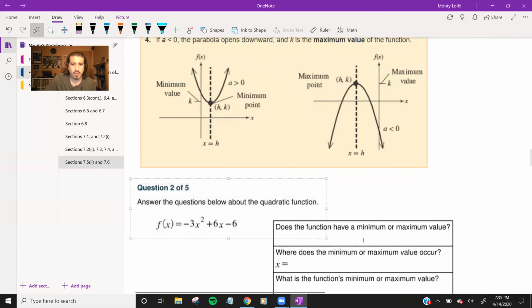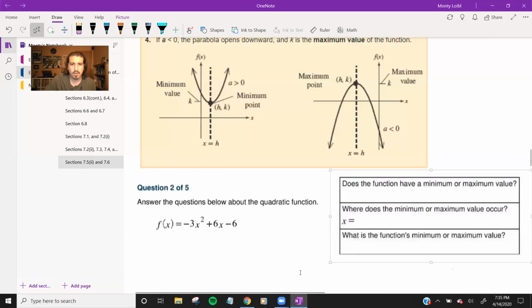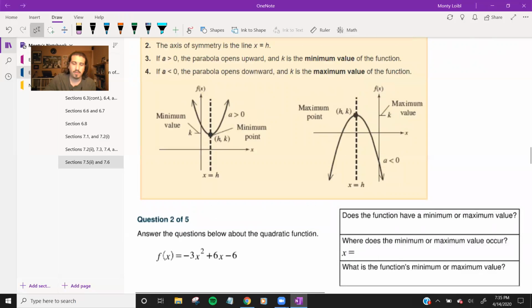is for this question here, which is your second type of daily work problem. Given this function here, when does the function reach its min or max value? What does the min or max value occur? So this is looking for the x value, and this is looking for the y value. And what is the function's min or max value?